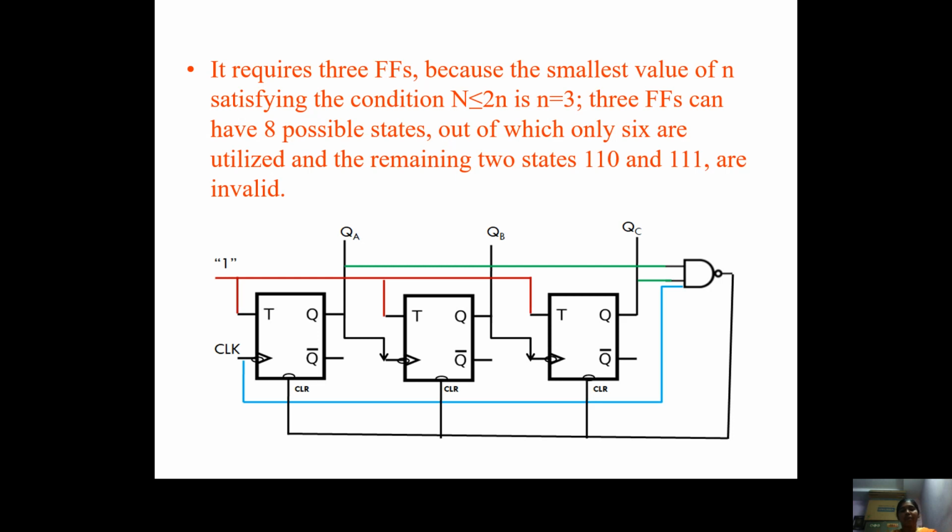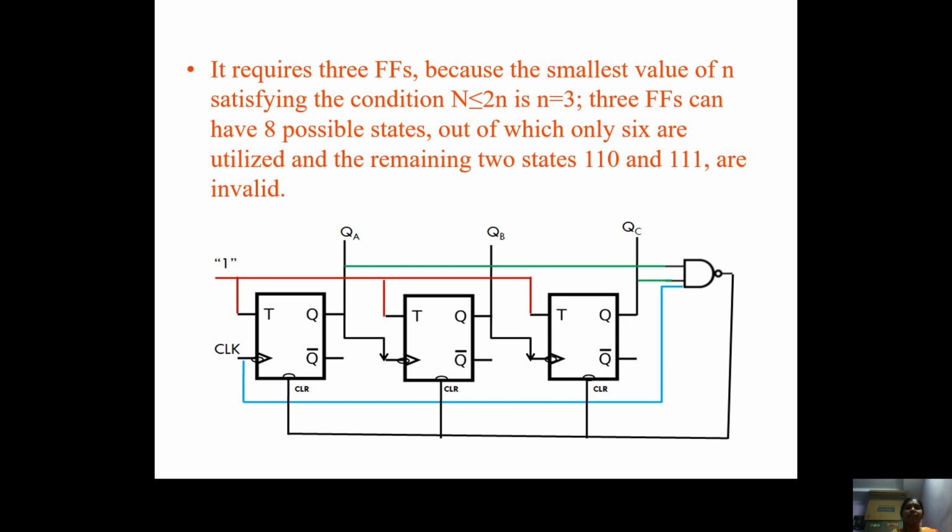Why? Because QC and QA are connected to the NAND gate inputs. The NAND gate is designed to give the feedback such that it is possible to reset the flip-flops once again whenever the desired sequence is achieved. So this is how the modulus counter will work.